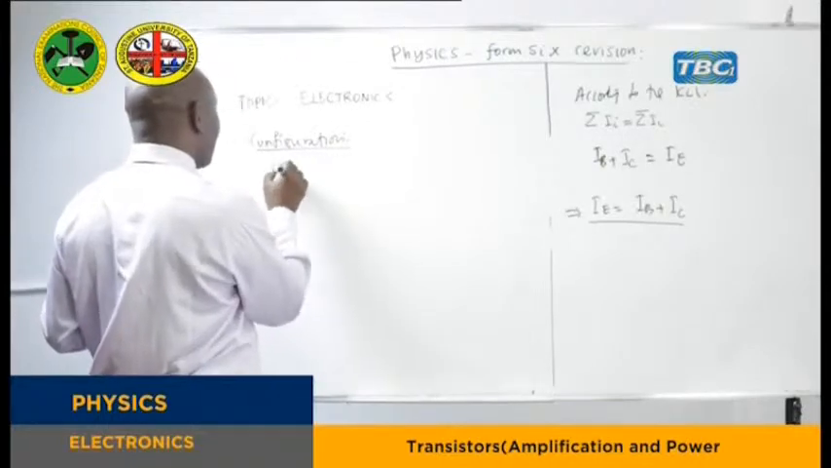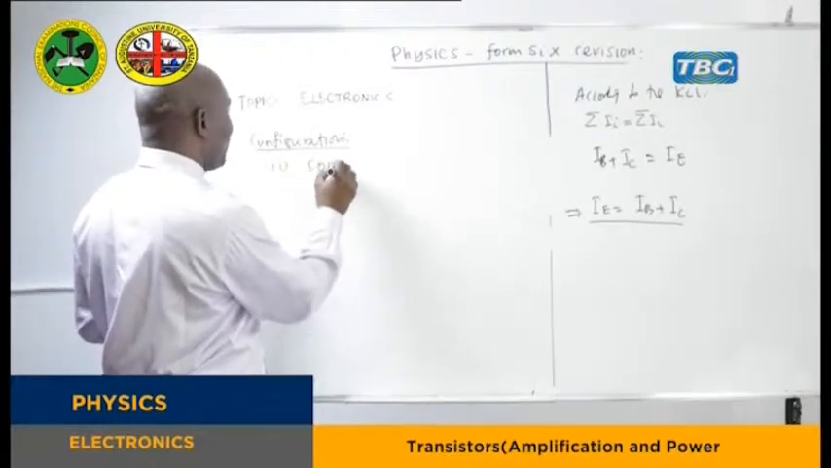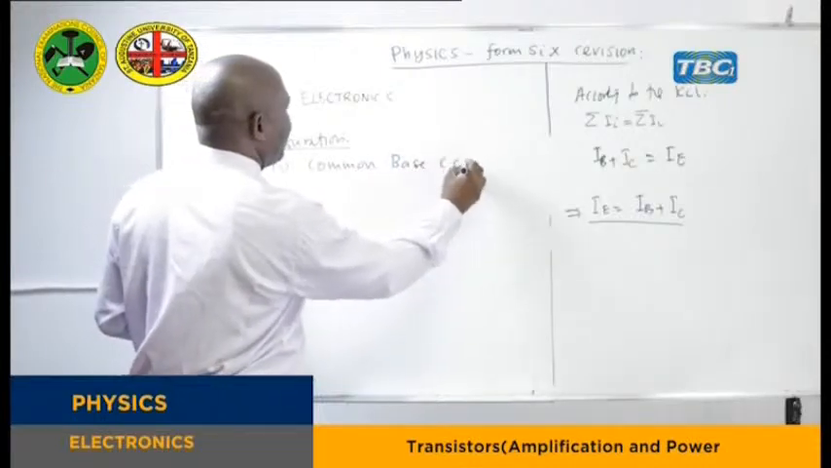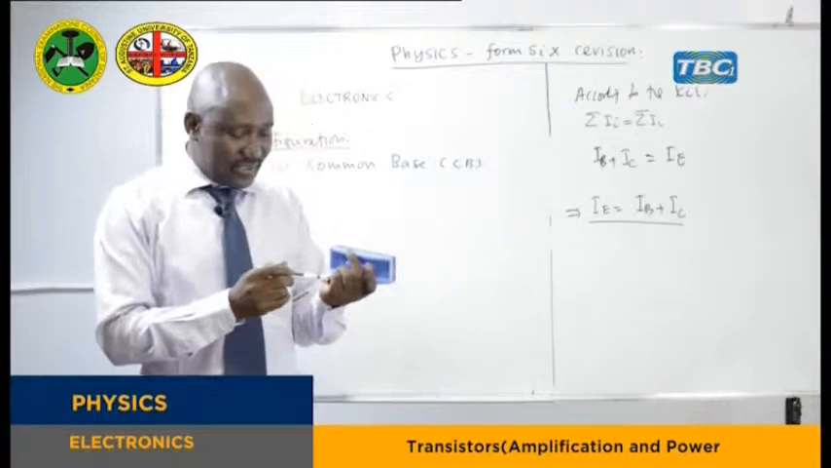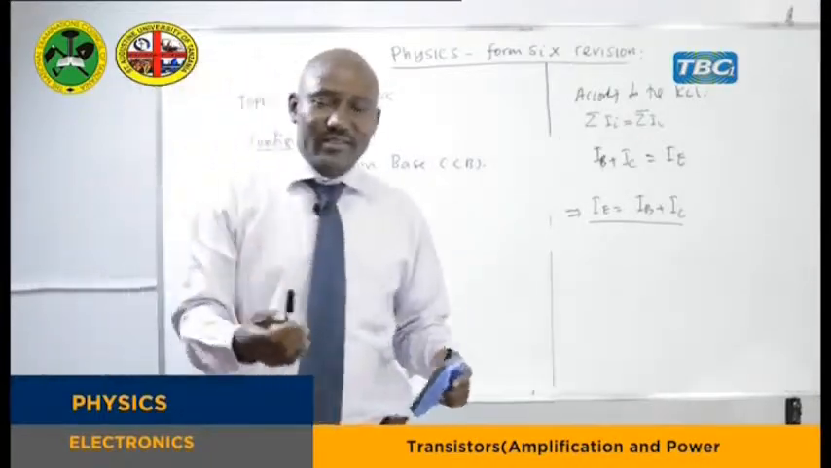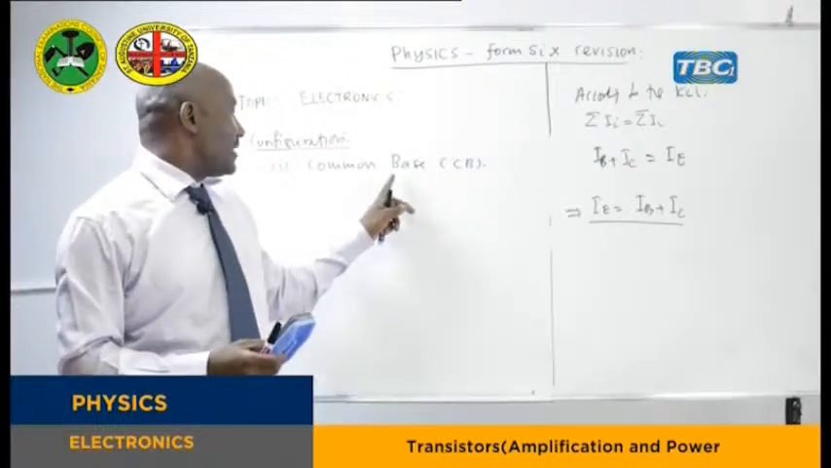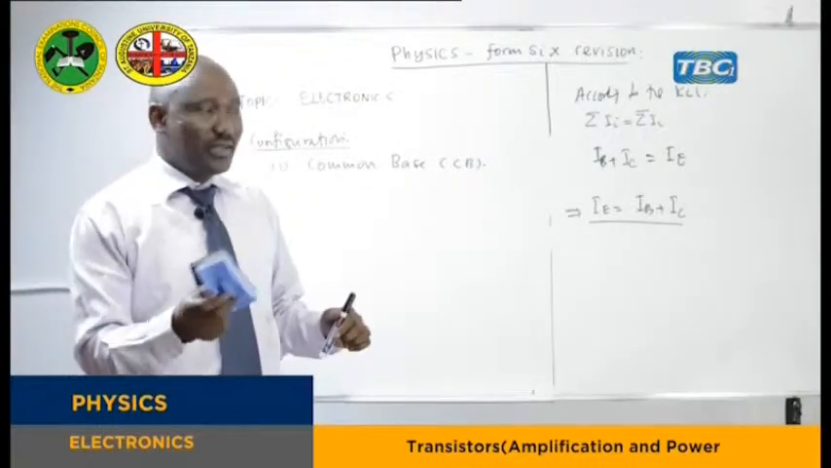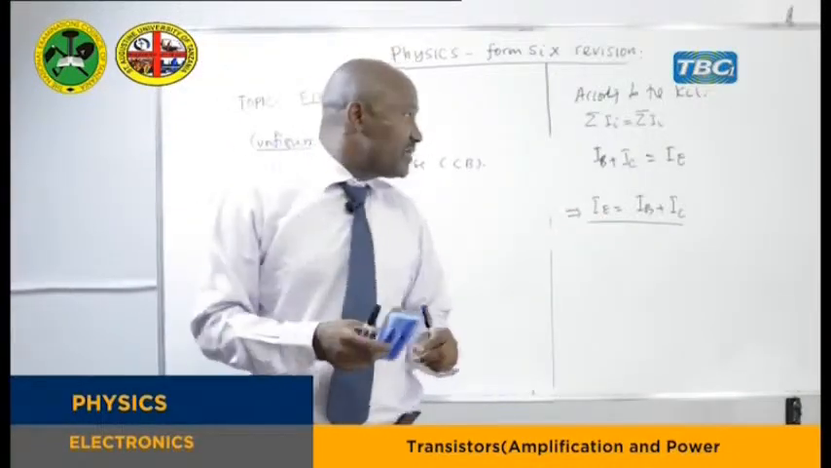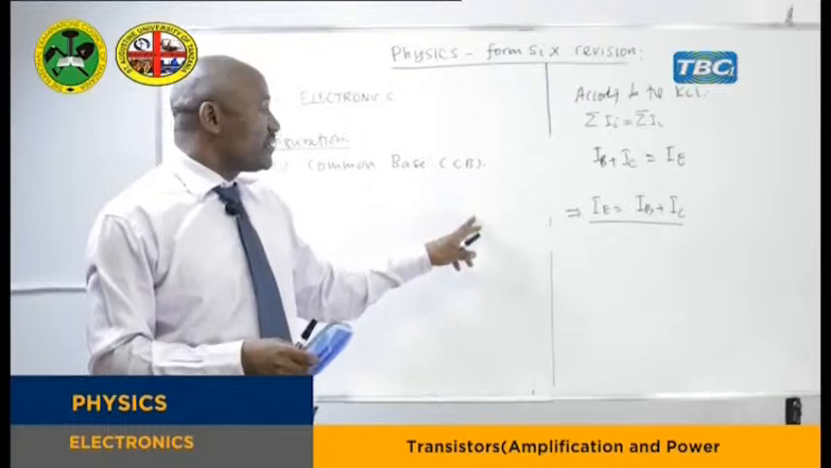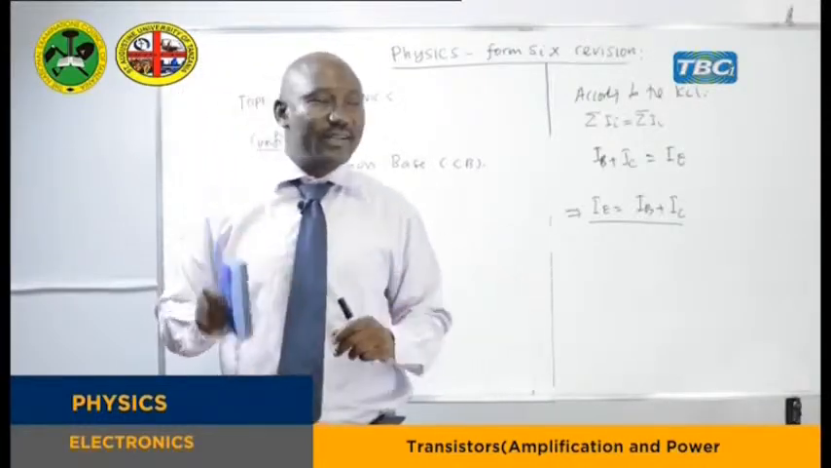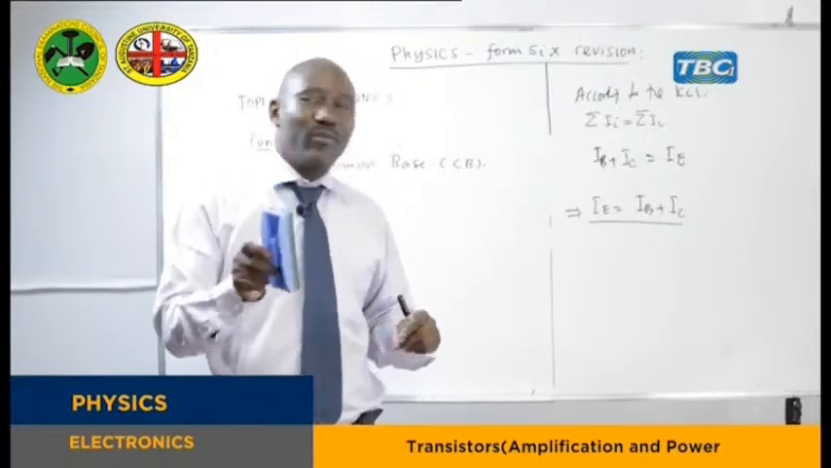So the first mode is given the name common base, CB. We can connect a transistor such that the terminal which is on the ground is given the name of the one which is common to both circuits. You have seen from this circuit that we have the input circuit and we have the output circuit. And the terminal which is dividing both, the terminal which is common to both input and output circuit, is given as the common terminal.